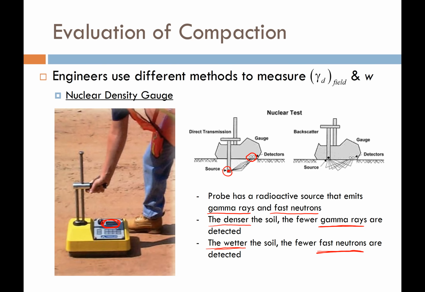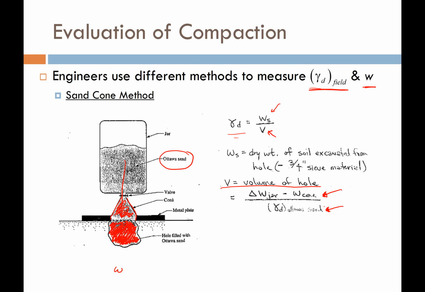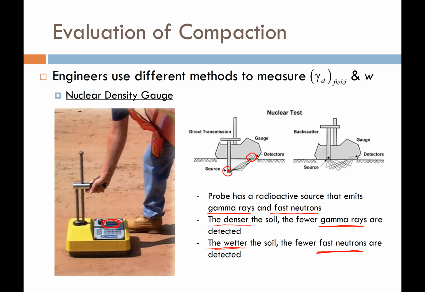So I often ask my students, which method is better? Is it better to use the nuclear density gauge, or is it better to use the sand cone? And I always like to hear the different responses I get. Most students tend to lean towards the nuclear density gauge. I ask why, and the students say, well, because it's faster and it's more reliable. So I tell the students, well, it is faster. I'm going to give you that. But it's not necessarily more reliable.